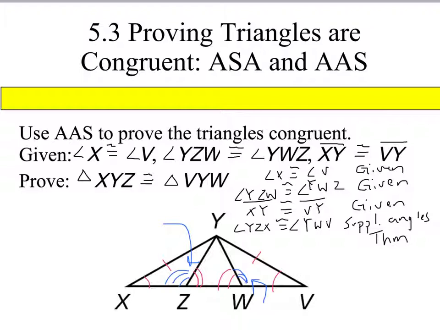So that right there proves that triangle XYZ is congruent to triangle VYW because of our angle side theorem. That is the information we know. That is angle side angle. That is angle side.